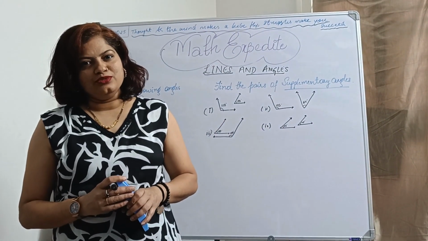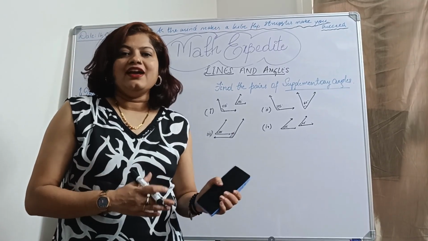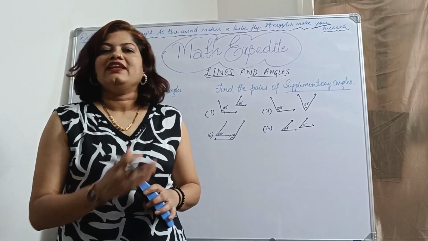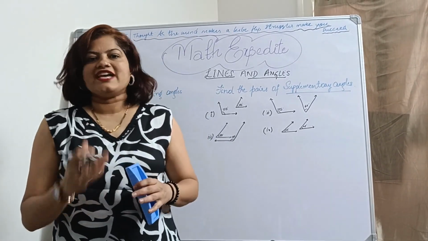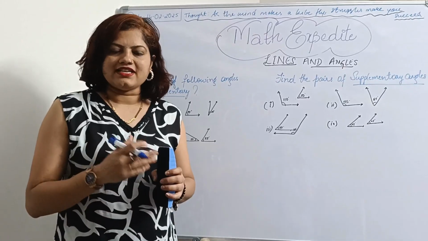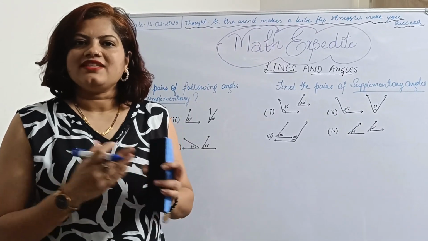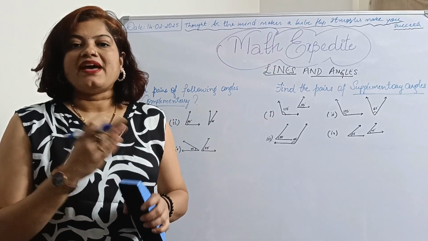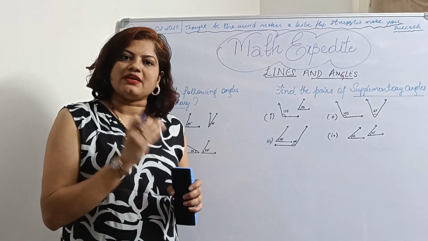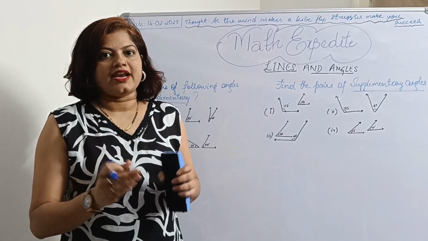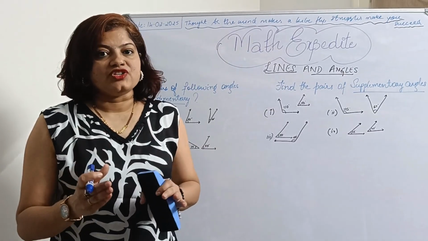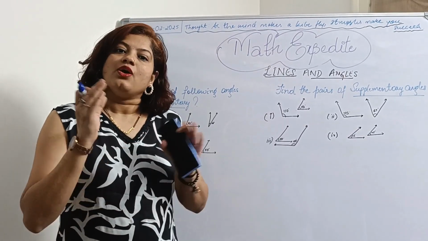I'm Dr. Sindhu. Today we will be discussing NCERT exercises on lines and angles. But first we will go through exemplar exercises. In the last episode, we discussed what complementary and supplementary angles are. A pair is said to be complementary if the sum of the angles is 90 degrees, and a pair is said to be supplementary if the sum of the angles is 180 degrees.